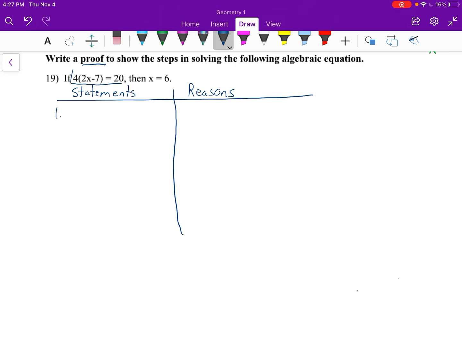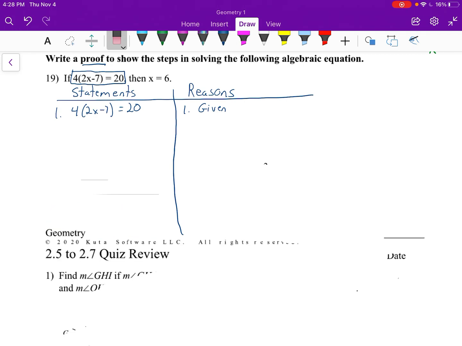What do we start with? Well, we start with our given, and our given is always the phrase after the if. So we want to start with 4 times 2x minus 7 equals 20. How do we know that? Well, we were given that equation. So that is given. Now, we know we want to get to x equals 6. That should actually be the last step, the last statement in our proof. So let's work down to getting that.